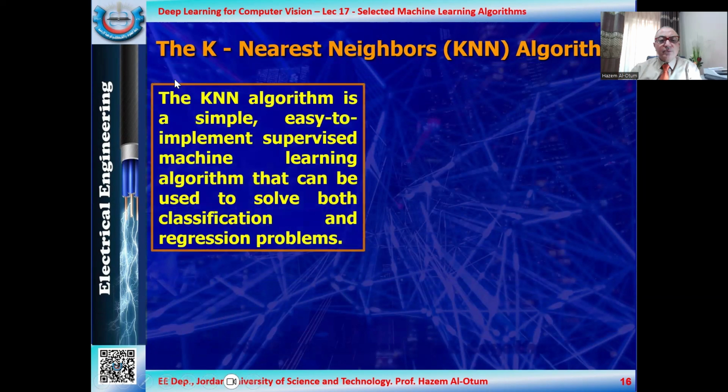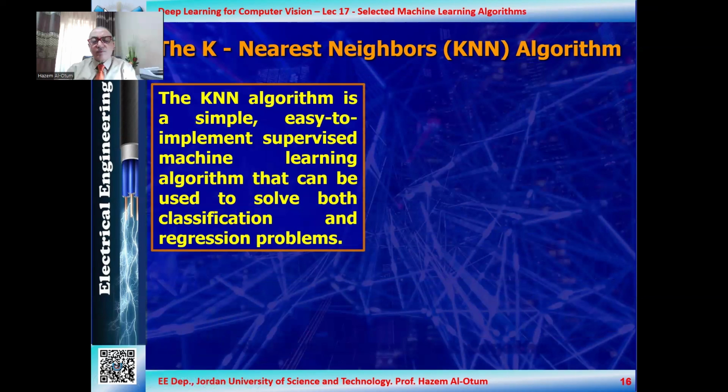Let's go to the second type. Here we have the K nearest neighbor, or KNN, algorithm. What is KNN? KNN is a simple, easy to implement supervised machine learning algorithm. So again, it's a supervised machine learning algorithm that can be used to solve both classification and regression. You can use KNN for regression as well as for classification tasks.